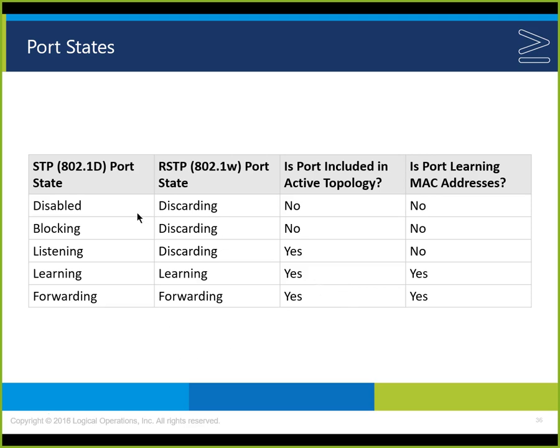Let's see. I don't think there's anything different in this one. Disabled, blocking, and listening are all discarding for the 802.1w, the rapid per VLAN. And then, is it in the active topology? Is it learning MAC addresses?